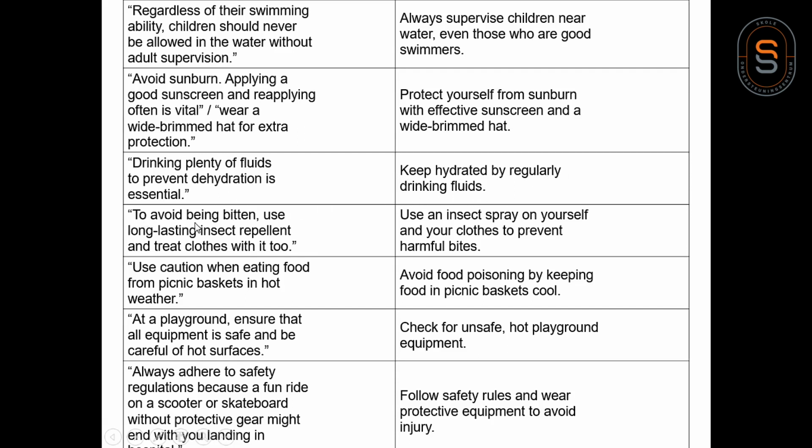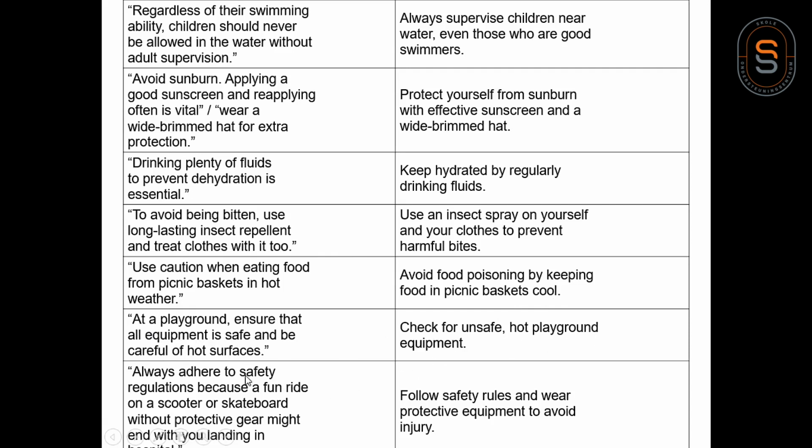Next fact, to avoid being bitten, use long-lasting insect repellent and treat clothes with it too. Own words, use an insect spray on yourself and your clothes to prevent harmful bites. Next fact, use caution when eating food from picnic baskets in hot weather. Avoid food poisoning by keeping food in picnic baskets cool. Next fact, at a playground, ensure that all equipment is safe and be careful of hot surfaces. Check for unsafe hot playground equipment.